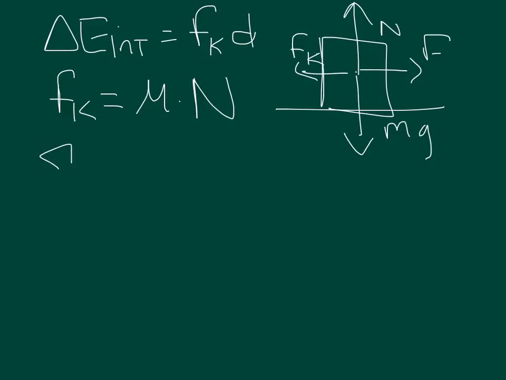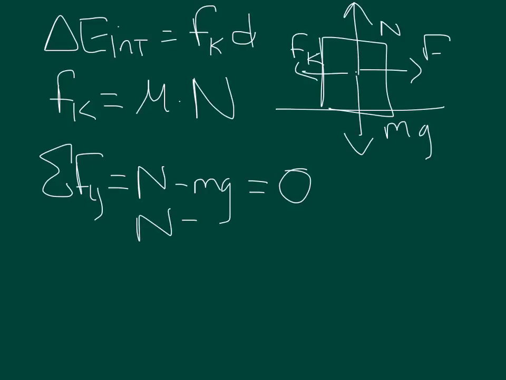Okay, so the sum of the forces in the y direction should be equal to the normal minus mg. And since they're not accelerating in that y direction, they should be equal to one another, so that should just be equal to 0. So normal equals weight force, mg. So then I could say that the force of kinetic friction is equal to mu times mg.